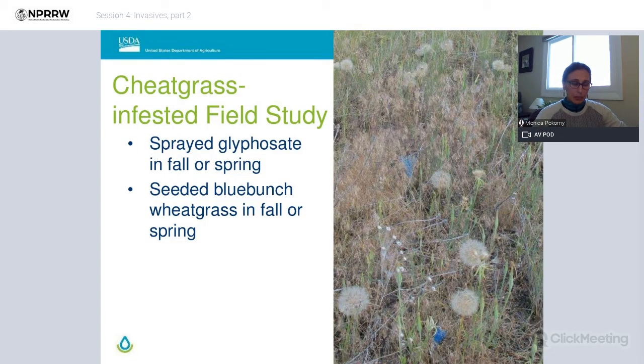We did the same study then in native grassland that was already infested with cheatgrass. We used a herbicide treatment, a glyphosate treatment, either in the fall or in the spring. And then again, we seeded bluebunch wheatgrass either as a fall dormant seeding or at 4 different timings in the spring, starting in early April and going into May.